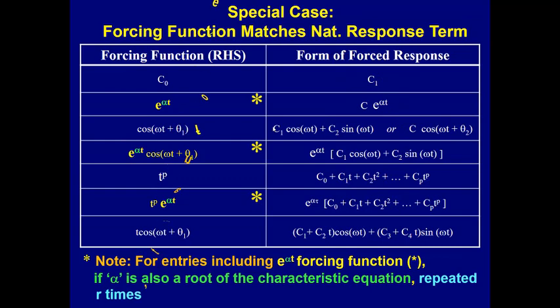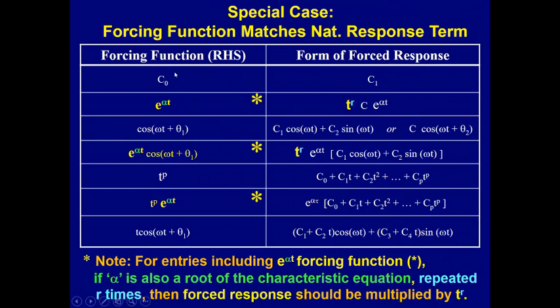Typically, when we look for the form of the forced response, we use this table to look up the forcing function, the input signal, and the associated forced response. In this table, there are a few entries that have little asterisks, a little bit of fine print for us. Those cases say that for entries that include exponentials, e to the at forcing functions, that would be e to the at by itself, e to the at times a cosine, or e to the at times some power of t, if that exponent is also a root of the characteristic equation, perhaps repeated a few times even, then the forced response has to be modified from what it says in the table.